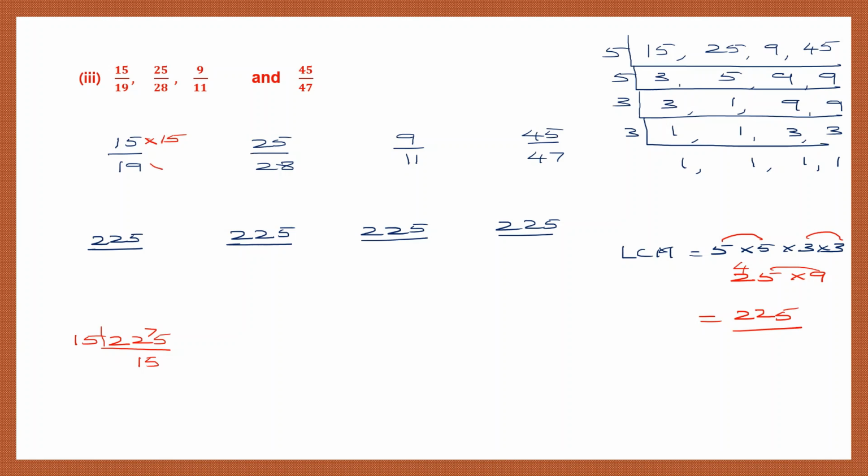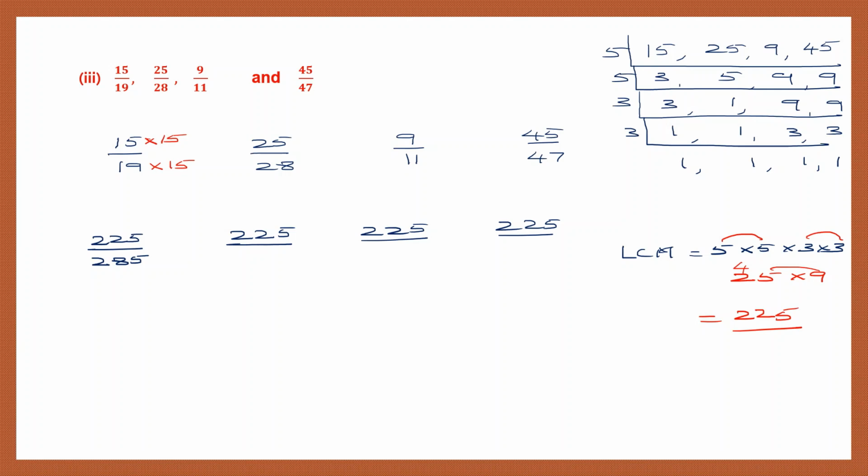So I need to multiply 19 by 15. So let's multiply 19 by 15 and see what we get. 5 9s are 45, carry 4. 5 1s are 5 plus 4 is 9. Second step, 1 into 9 and 1 into 1 is 1. Now add it up. 5, 9 plus 9 is 18, carry 1, 1 plus 1 is 2, 285. So the first denominator is 285.